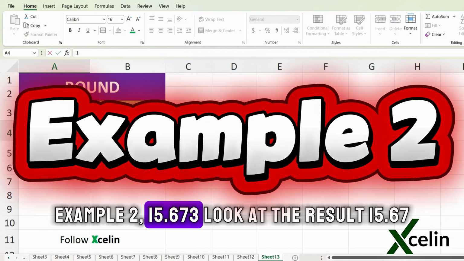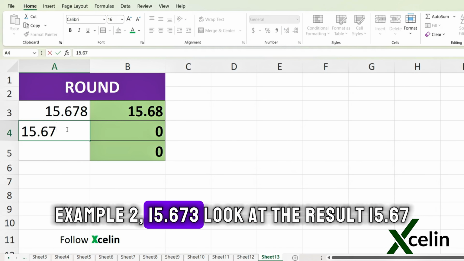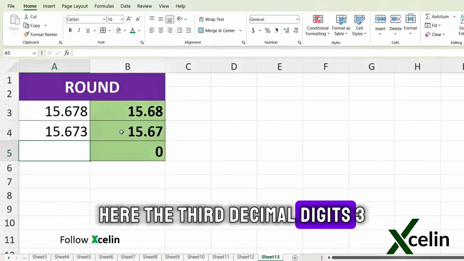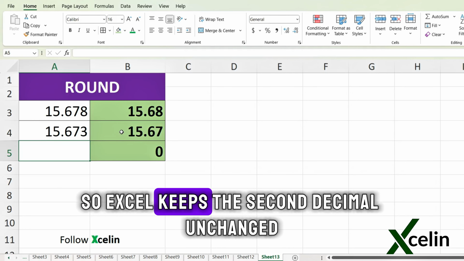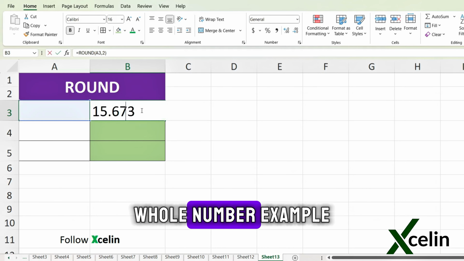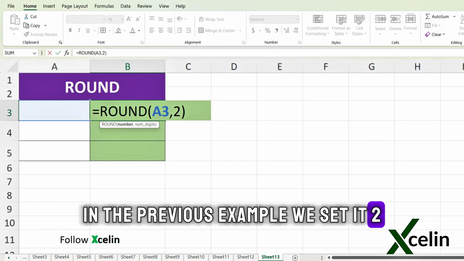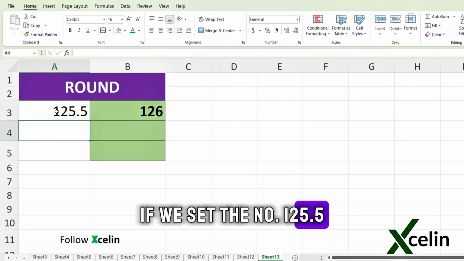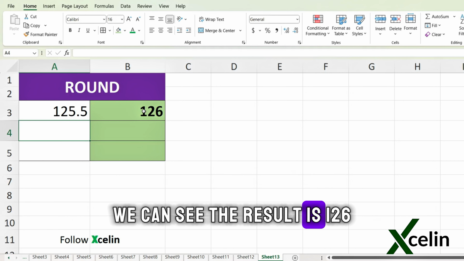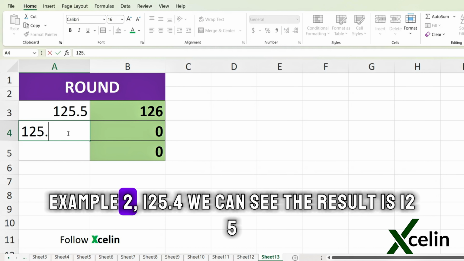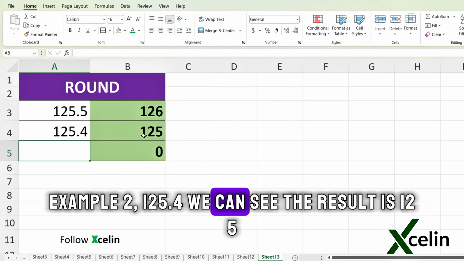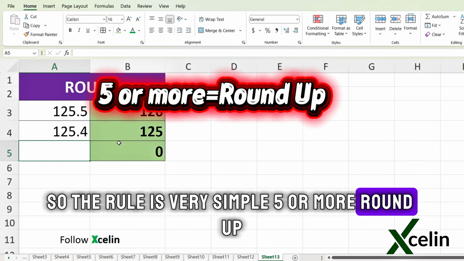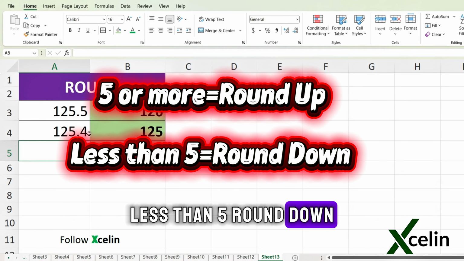Example 2, 15.673. Look at the result, 15.67. Here the third decimal digit is 3, which is less than 5, so Excel keeps the second decimal unchanged. Whole number example. In the previous example, we set it to 2. For a whole number, we will set it to 0. If we set the number 125.5, we can see the result is 126. Example 2, 125.4, we can see the result is 125. So the rule is very simple: 5 or more, round up; less than 5, round down.